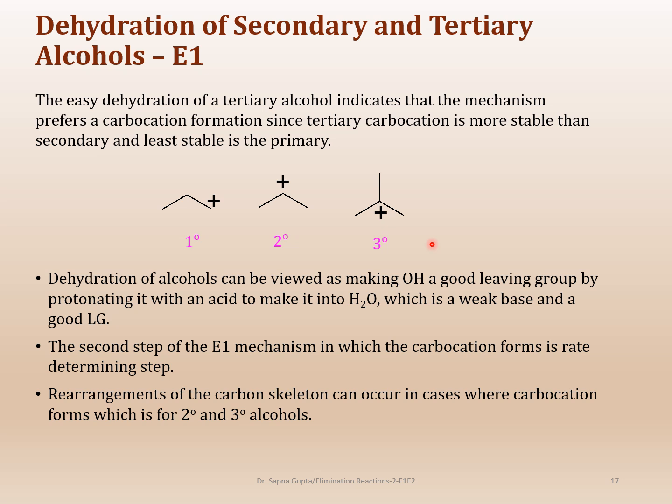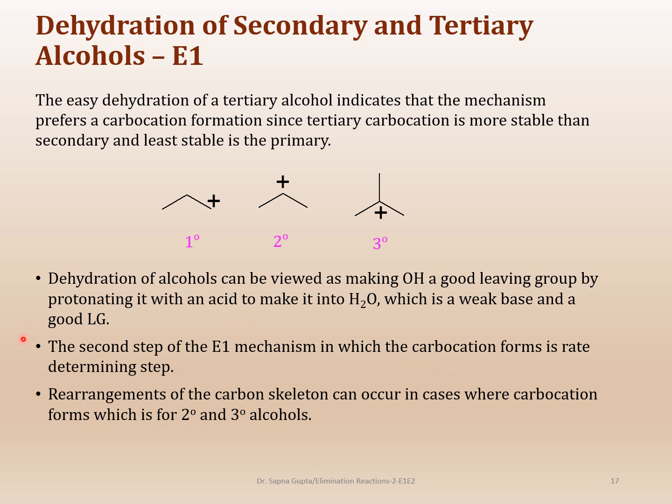So here are the different cations that can form: primary, secondary, and tertiary. Again, the way the mechanism is going to work is that the OH is going to get protonated, making it water, H2O plus. That is how it's going to form. Then it's going to leave, and then we'll have the elimination.